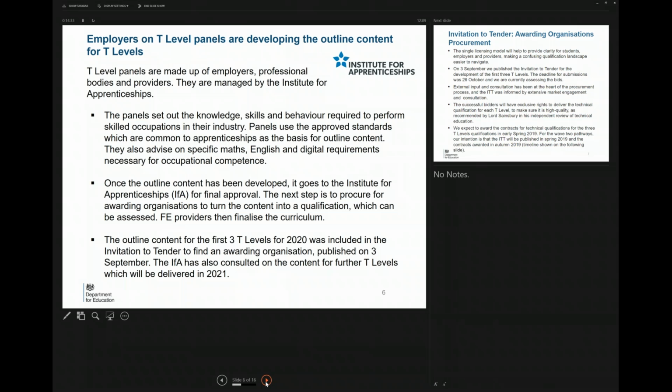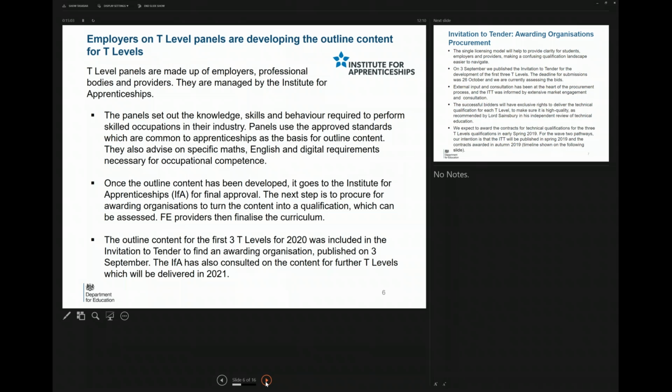And we've been working now for over a year with some of the panels. We recently recruited the panels for the later waves of T-levels. So around 300 employers in total, working with education advisors, working with experts from the Institute to develop the outline content for those courses. Once the content has been developed, it's approved by the panels at the Institute for Apprenticeships.